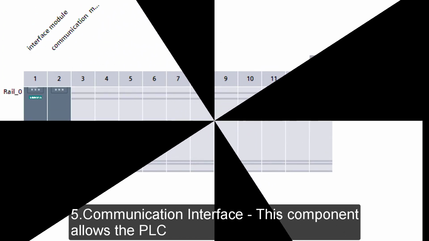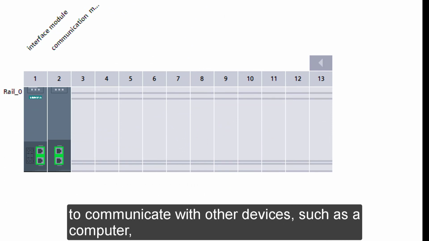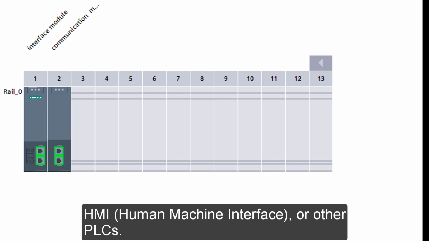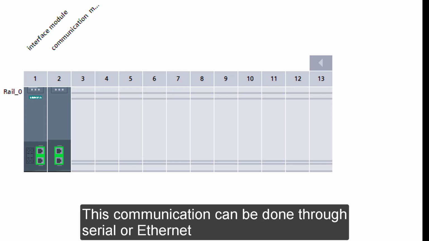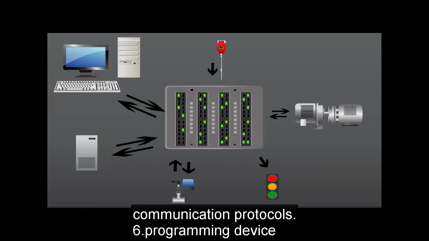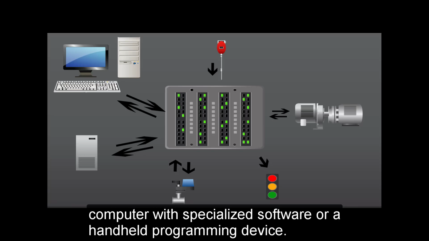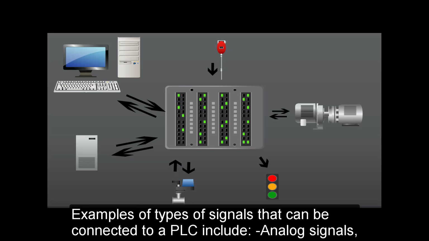5. Communication interface. This component allows the PLC to communicate with other devices, such as a computer, HMI, human-machine interface, or other PLCs. This communication can be done through serial or Ethernet communication protocols. 6. Programming device. This device is used to program the PLC. This can be a computer with specialized software or a handheld programming device.